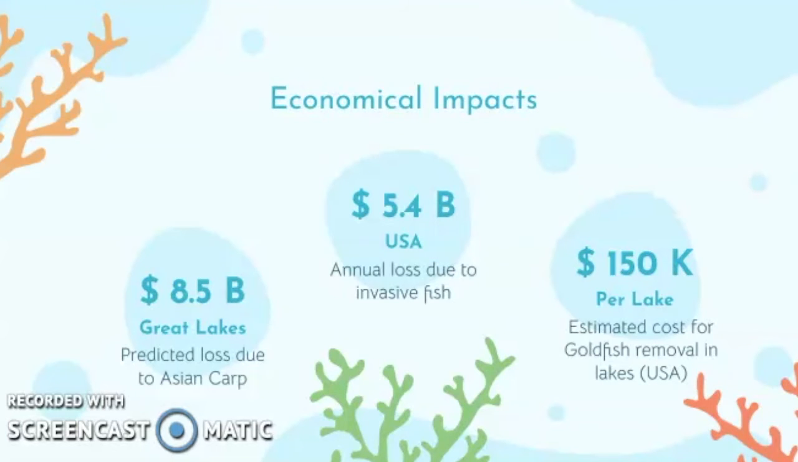Economical impacts. Currently, there's no clear number given to the destruction caused by goldfishes in Alberta. However, in Ontario, they have estimated $8.5 billion loss due to the Asian carp, which is known to hybridize with the goldfish. In the US, they have estimated a $5.4 billion annual loss due to the invasive fish and have estimated $150,000 to clean up each lake that is filled with goldfishes.